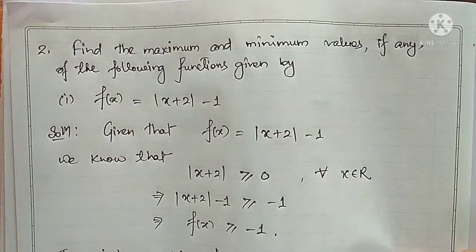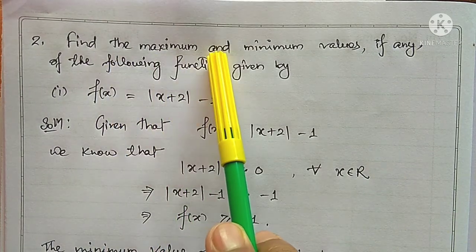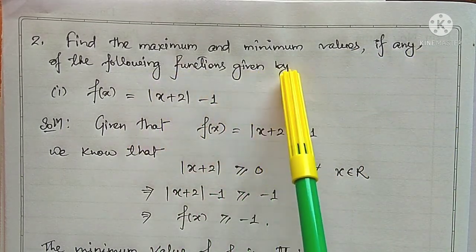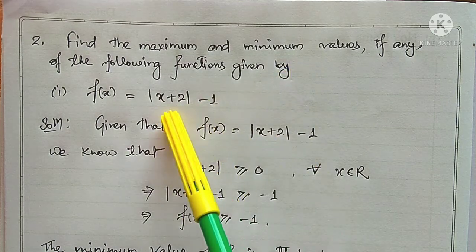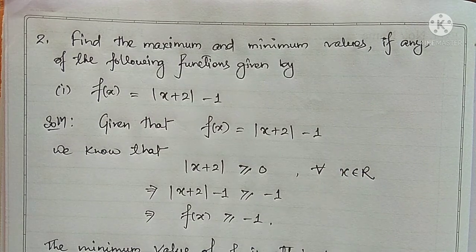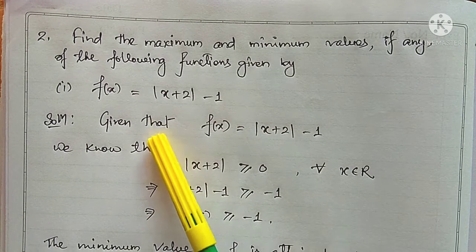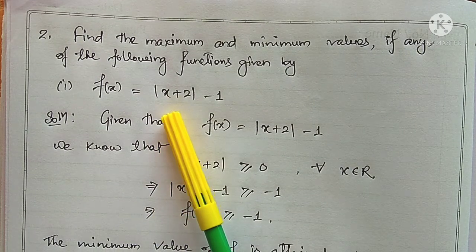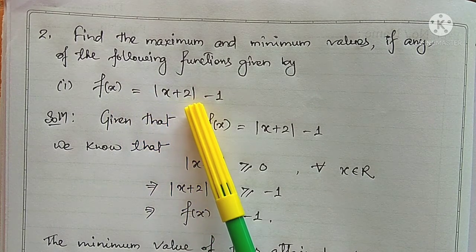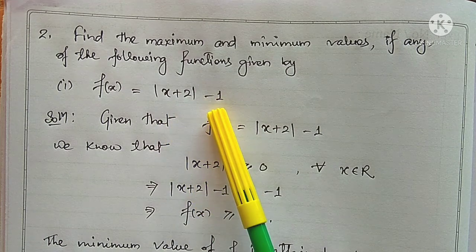If you see question number 2, it is given again: find the maximum and minimum values, if any, of the following functions given by. So the question is the same. Without using derivative, again we have to find the maximum and minimum. But in this case, the functions are not polynomials. The first question is a modulus function: f(x) equals modulus of x plus 2, minus 1.